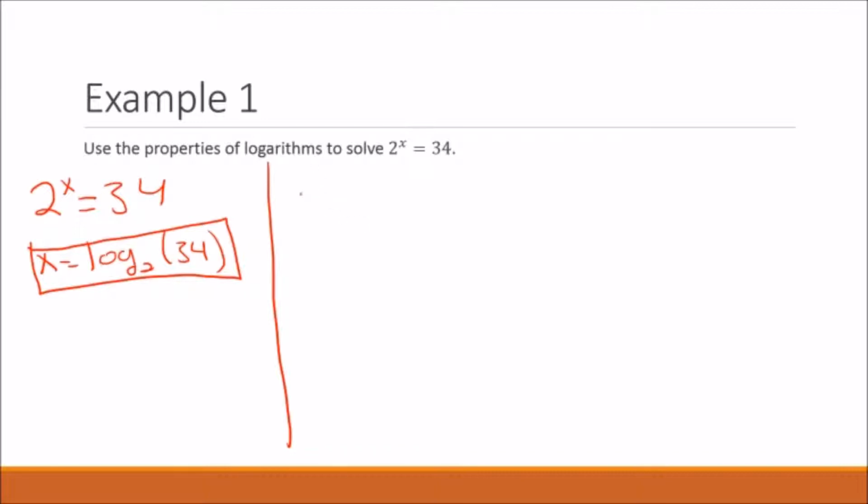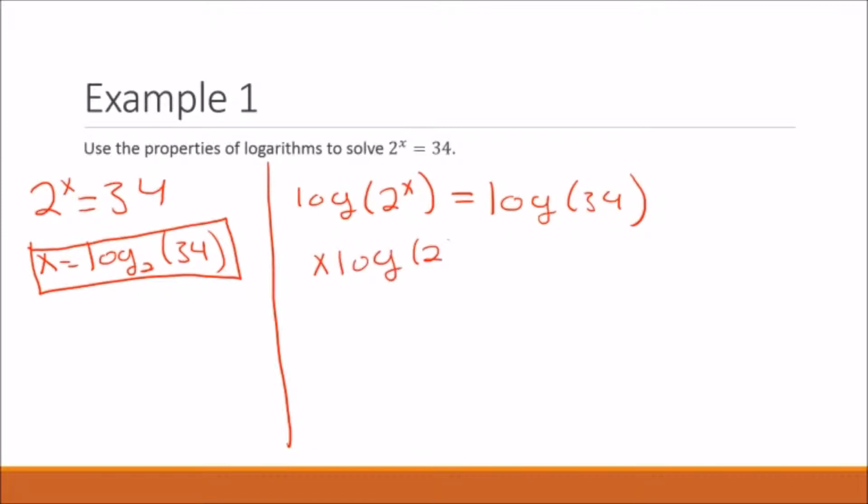So the way that we would do that is we begin by taking the logarithm of both sides of the equation. So we would have log of 2 to the x is equal to log of 34. Now we could use the power rule to bring the x in front, so we have x times log of 2 is equal to log of 34. Now because log of 2 is just a number and log of 34 is just a number, we can divide each side of this equation by log of 2, giving us x is equal to log of 34 divided by log of 2.